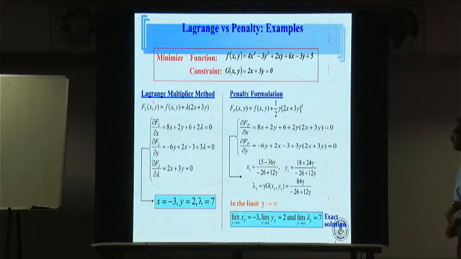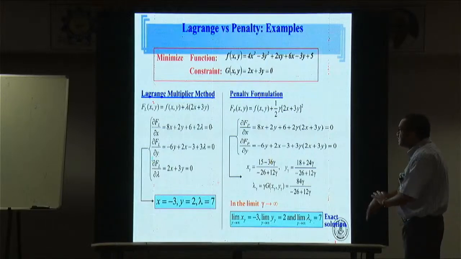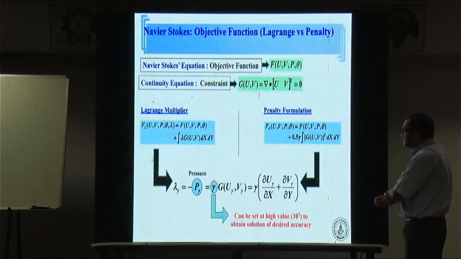Thank you. So Lagrange multiplier method and the penalty formulation. These are the typical examples I discussed in the class. Next slide, please. Yes, these are the continuity equation, Lagrange multiplier and penalty formulation. This is the overall background. Next slide, please.